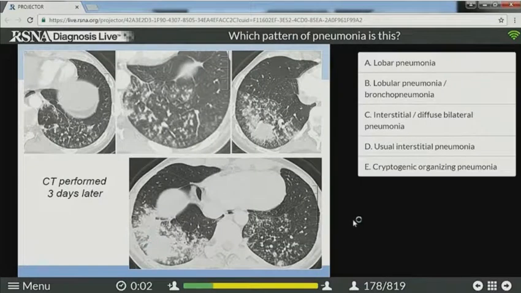Okay. So here are the questions again. Is it lobar pneumonia, lobular bronchopneumonia, interstitial diffuse bilateral pneumonia, UIP, or COP?